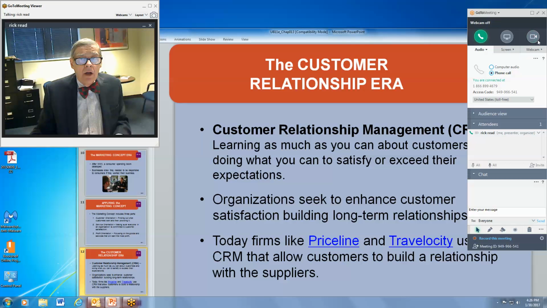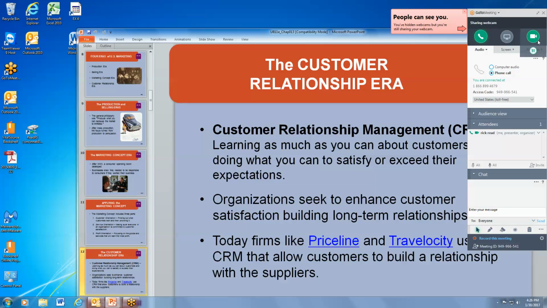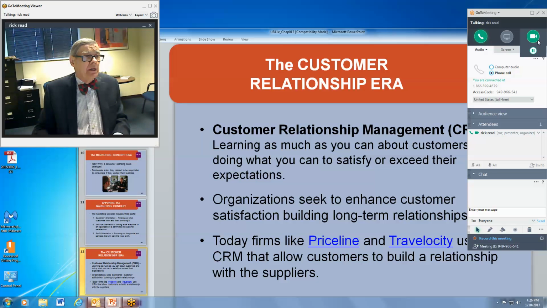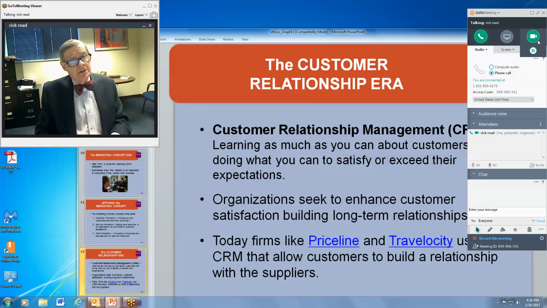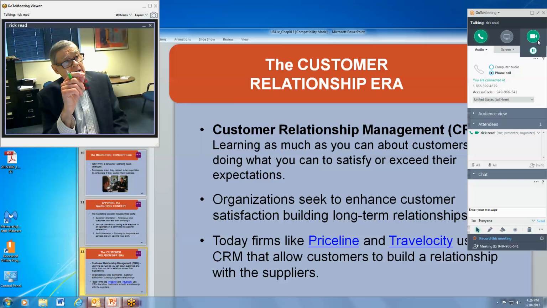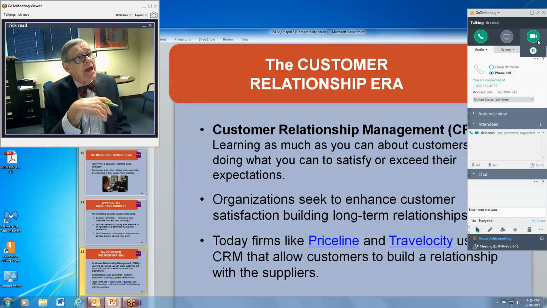And then we've gone to the customer relationship management era, which really is taking this marketing concept era a step further. This is not only finding out what the customer wants, but finding out as much about the customer as you possibly can. And again, notice the tagline here, to exceed expectations.